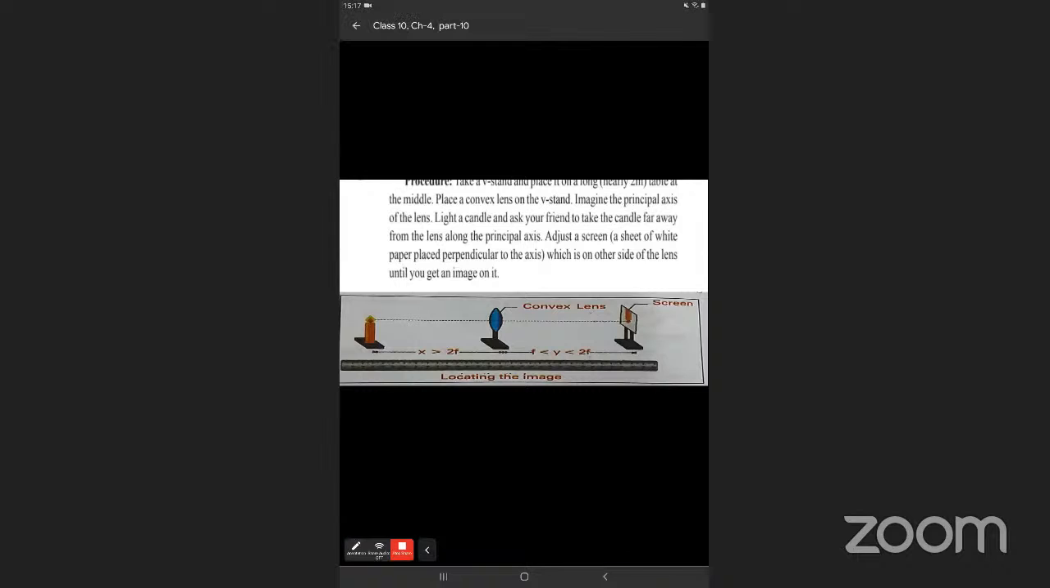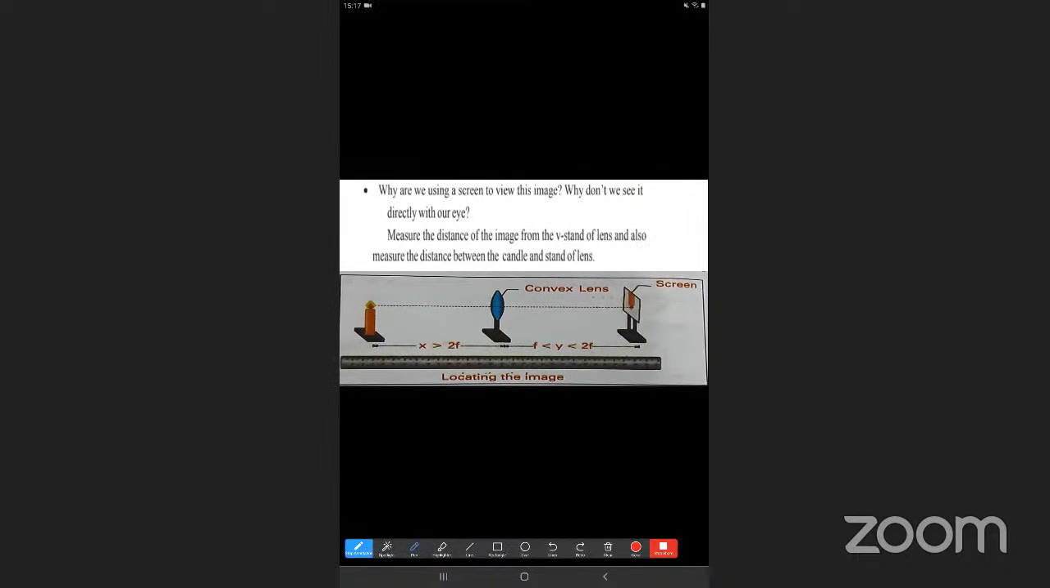So here, why are we using a screen to view this image? Why don't we see it directly with our eye? So here, when we observe the image on the screen, the image will be formed at a certain distance from the lens. And every time we change the position of the object, the position of the image also changes.